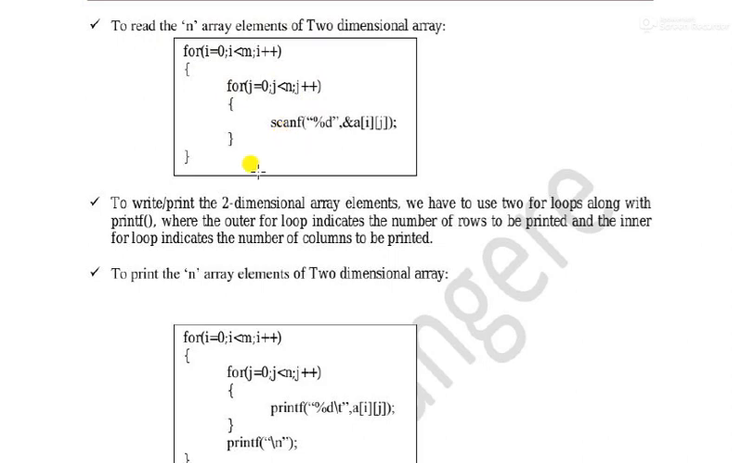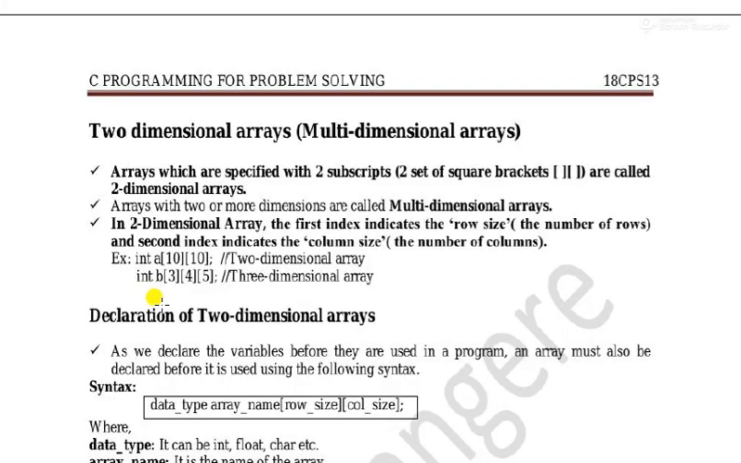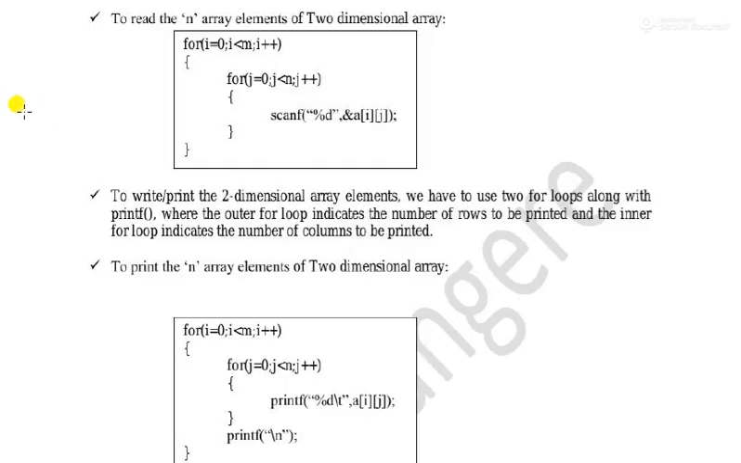Like that, for printing, what do we use? printf. Same: for I is equal to 0, I less than m, I plus plus; for j is equal to 0, j less than n, j plus plus; printf("%d\t"). Why \t? For providing one tab space. If we do not provide one tab space, the two columns are attached to each other. To remove that, we have to use \t. In printf we are not using the ampersand; we directly use a[i][j]. And then printf("\n") to jump to the new line.